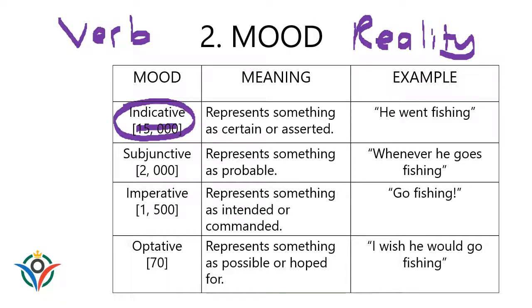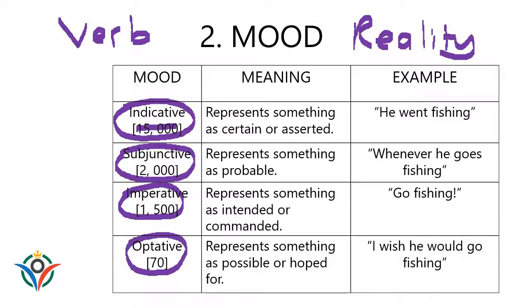So this occurs over 15,000 times in the New Testament, which is far more than all the other moods, as you can see. Then we have the subjunctive mood, which occurs about 2,000 times. Next, the imperative mood, 1,500 times. And finally, the optative mood, which occurs only about 70 times. So let's take a look at the meaning of each of these moods.